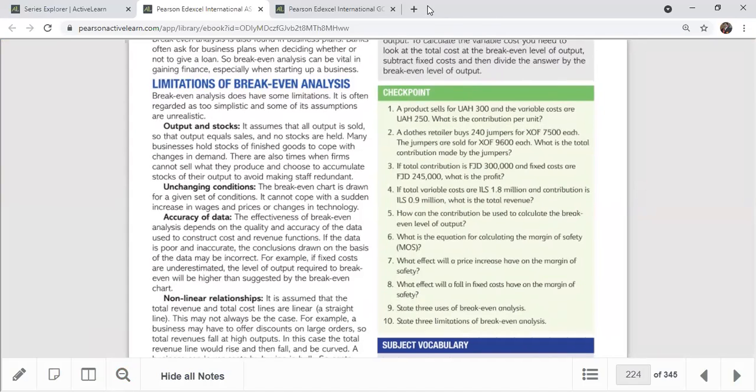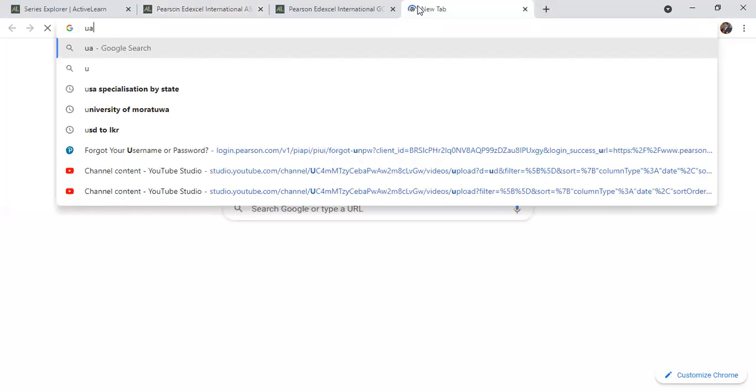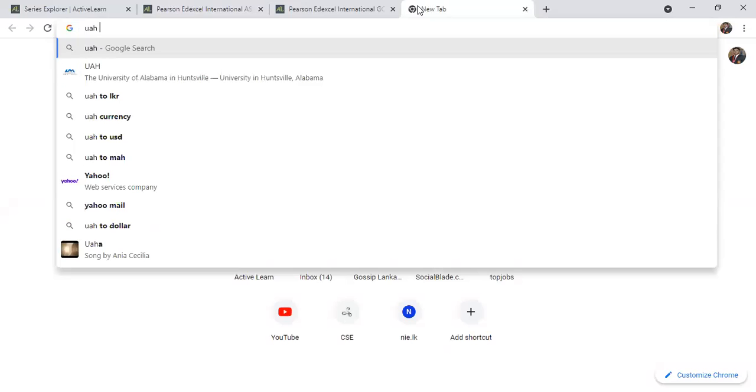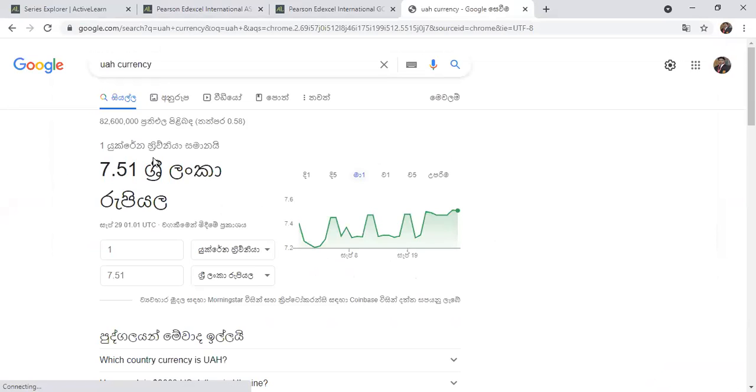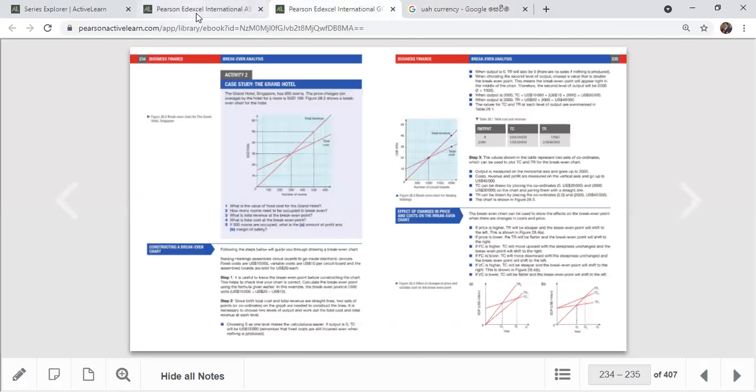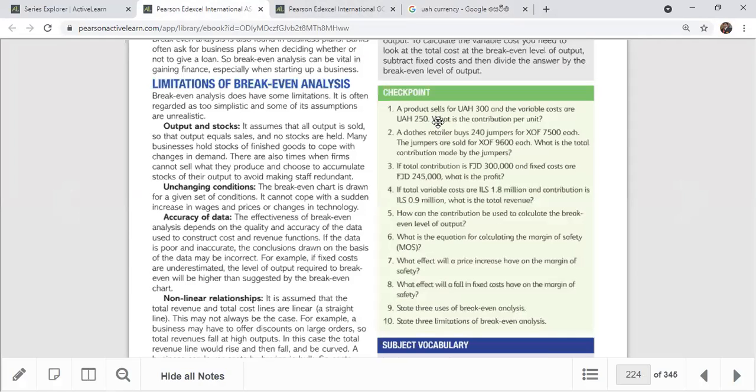Let's find out what UAH stands for. UAH currency stands for the Ukrainian hryvnia, the Ukrainian currency. Right now 1 UAH equals about 7.5 LKR. That's why you can get that knowledge. They produce and sell for 300 Ukrainian currency, and their variable cost is UAH 250. The contribution per unit is then 50 UAH.